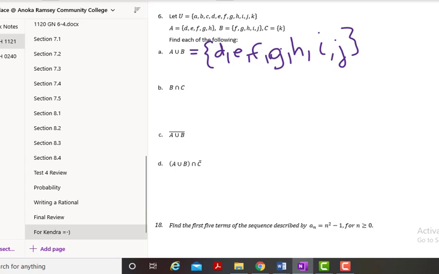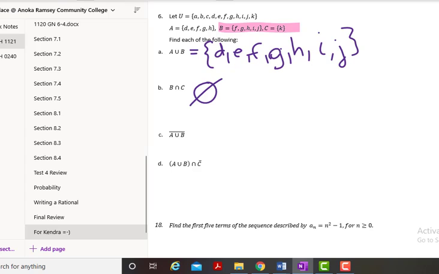Now, for B, it's B intersect C. And it would be everything that they have in common, or only the things that they have in common. Now, if you look at the sets B and C, they have nothing in common. Because they have nothing in common, our answer would be the empty set.